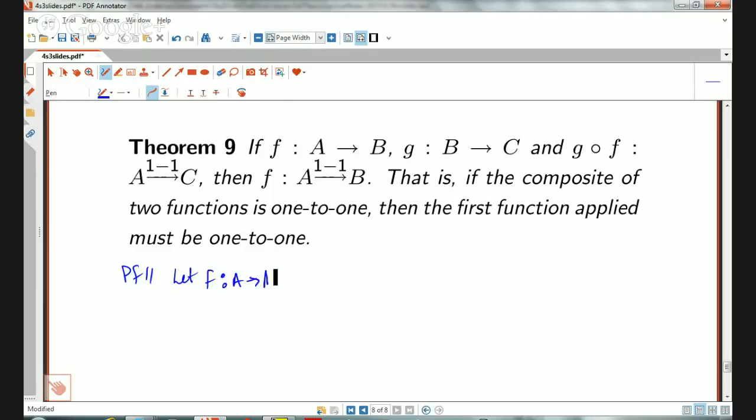F takes A to B, not necessarily onto. And G takes B to C. G composed of F takes A 1-to-1 to C. And you're trying to show that F is 1-to-1. So how do you show that F is 1-to-1?